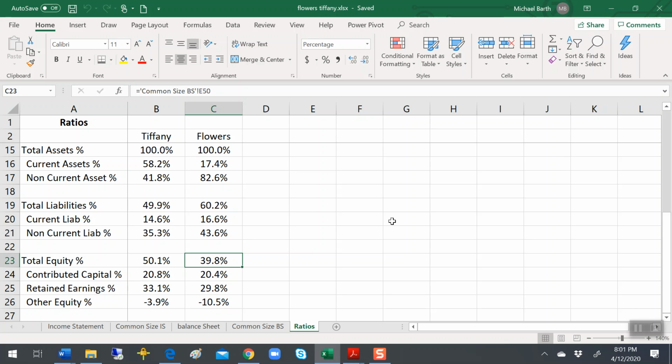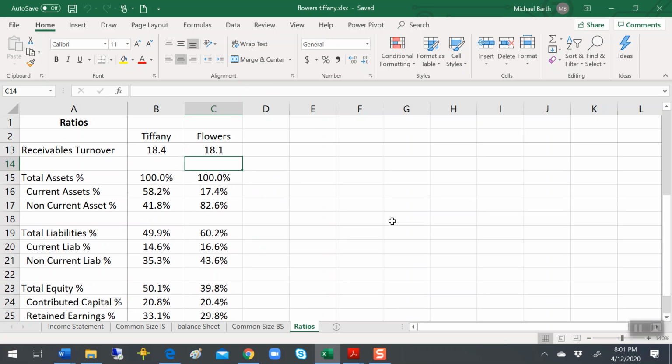There's no such thing as good or bad ratio numbers. What they tell you is they tell you a story. They tell you where to go look. If all I did was hand you these total asset ratios and say, okay, well, why is that? You would know where to go look. Why are the assets so high, the non-current assets for Flowers? Let's go see what they got.